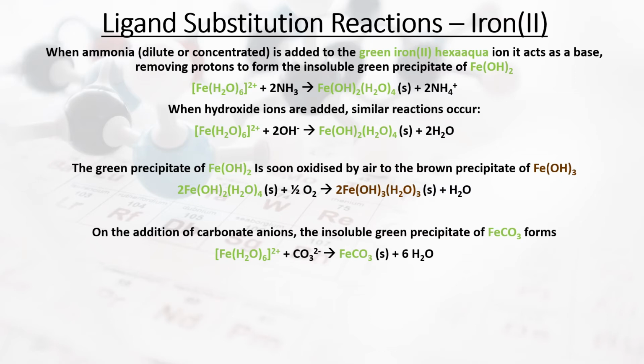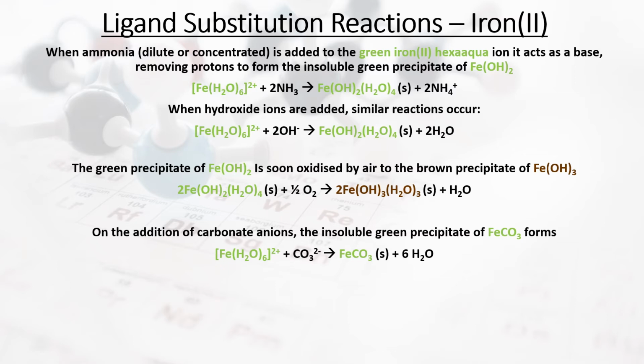So the first is iron 2. Now, we said that the iron 2 hexaaqua ion was this kind of pale green colour. We can add ammonia in. Now, this can be dilute or it can be concentrated, essentially little or an excess of ammonia. And if we add it to our green iron 2 hexaaqua ion, it acts as a base and removes protons and it forms this insoluble green precipitate of our iron hydroxide. You can see here I've written it as Fe(OH)2. Remember that in reality it exists as Fe(OH)2(H2O)4. We have our water molecules also clustered around there.